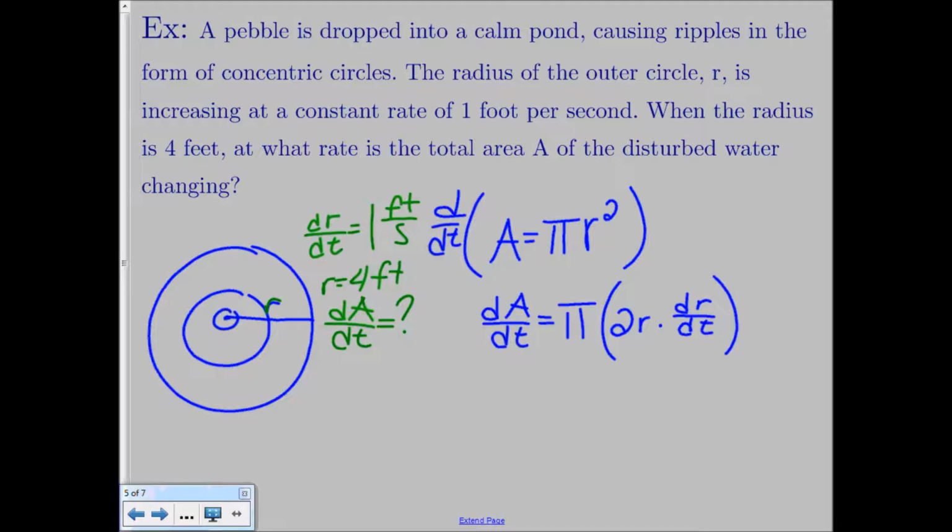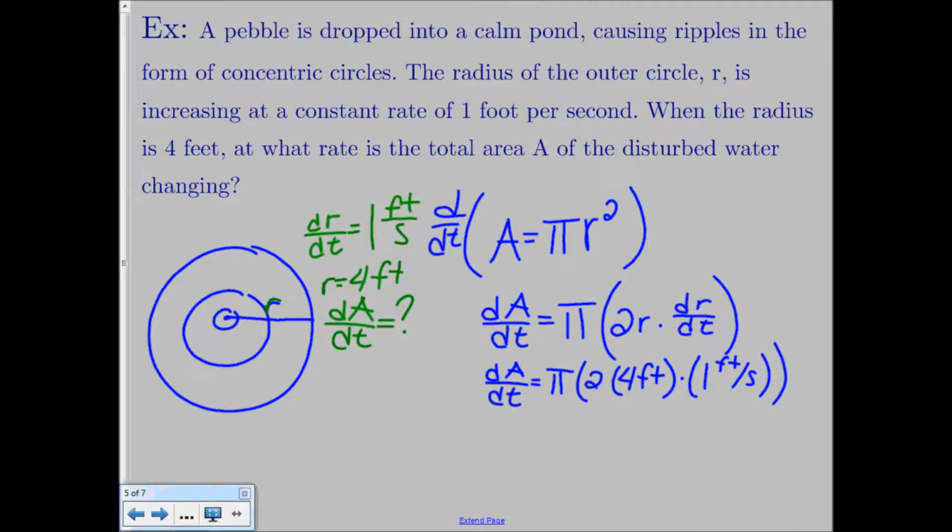And now that we've taken our derivative, all we can do is plug in and solve for what we want, which is dA/dt. And this problem is especially nice because we already have dr/dt equals 1. So now all we have to do is plug in. So we're going to get that dA/dt is equal to pi times 2 times 4 feet times 1 foot per second.